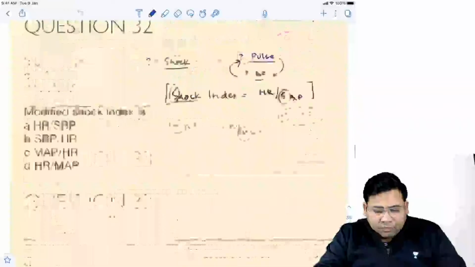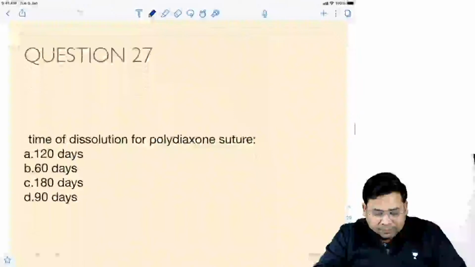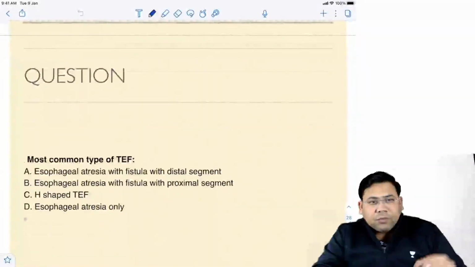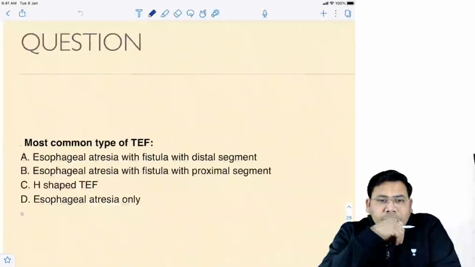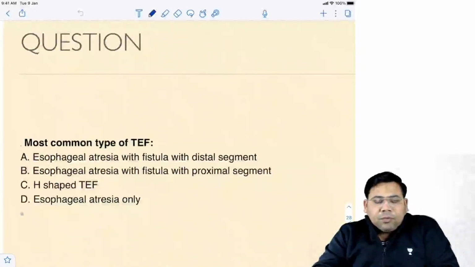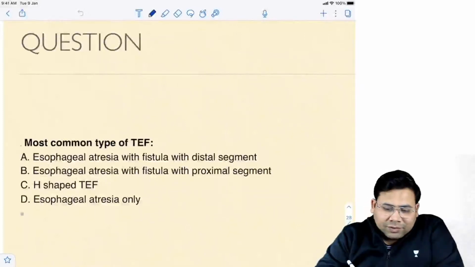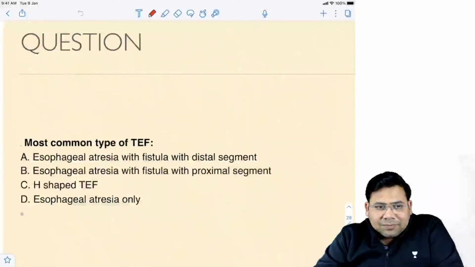Okay, come on, let us start with this. The first question that we are going to start with is most common type. Most common type of esophageal atresia. Most common type of tracheoesophageal fistula that we have. Come on, A, B, C, or D.